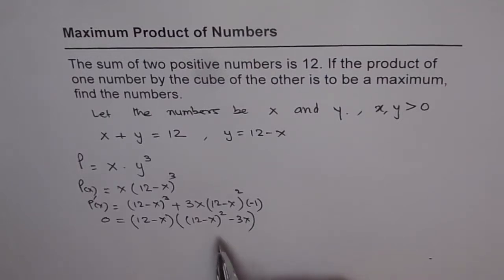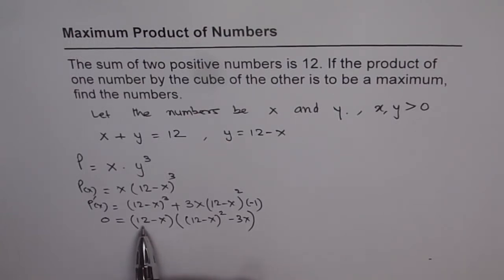And now to solve this equation, here we get x equals 12. That is one option. If x is 12, the other number is 0, which doesn't really help us. So let's solve this portion. This could be 0, right? So that means (12 minus x) whole square minus 3x equals 0. So let's solve for this.